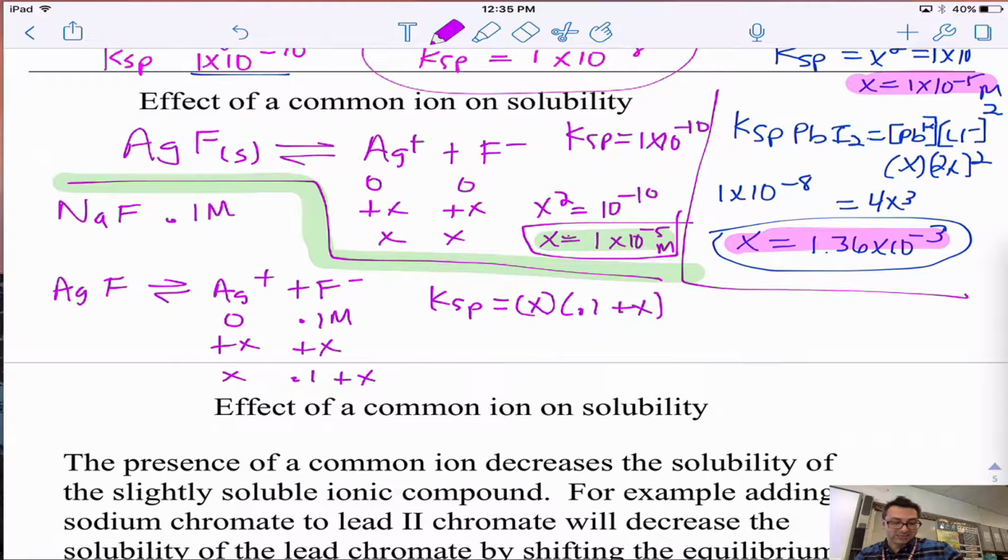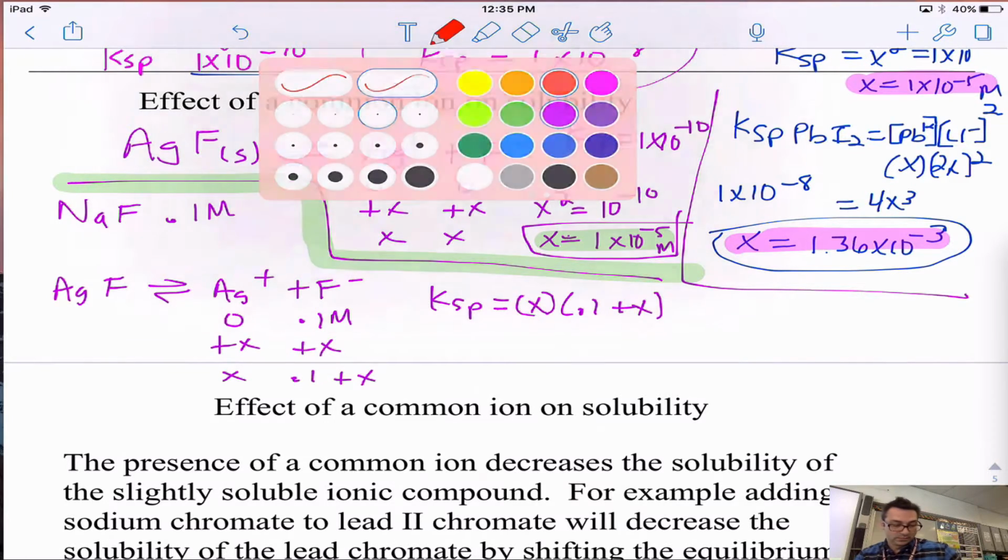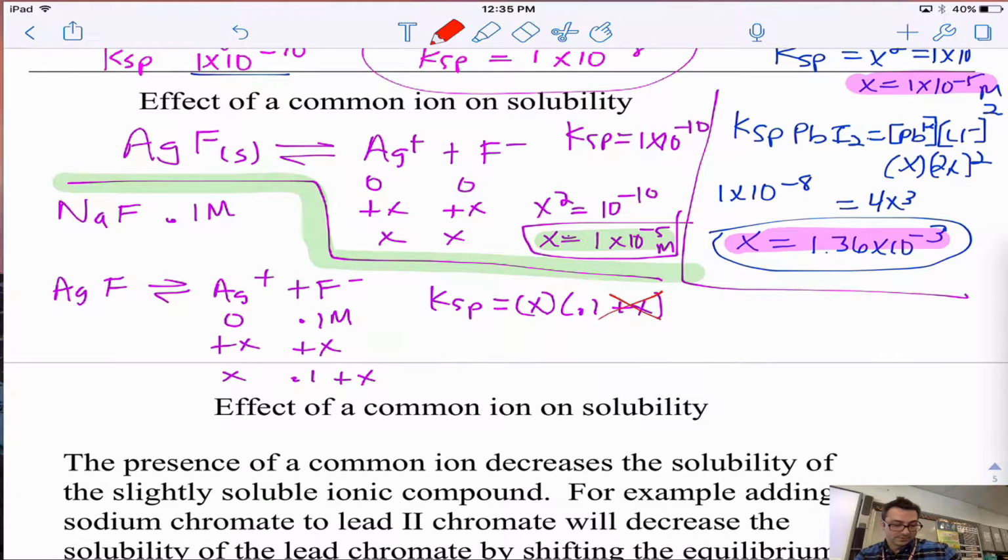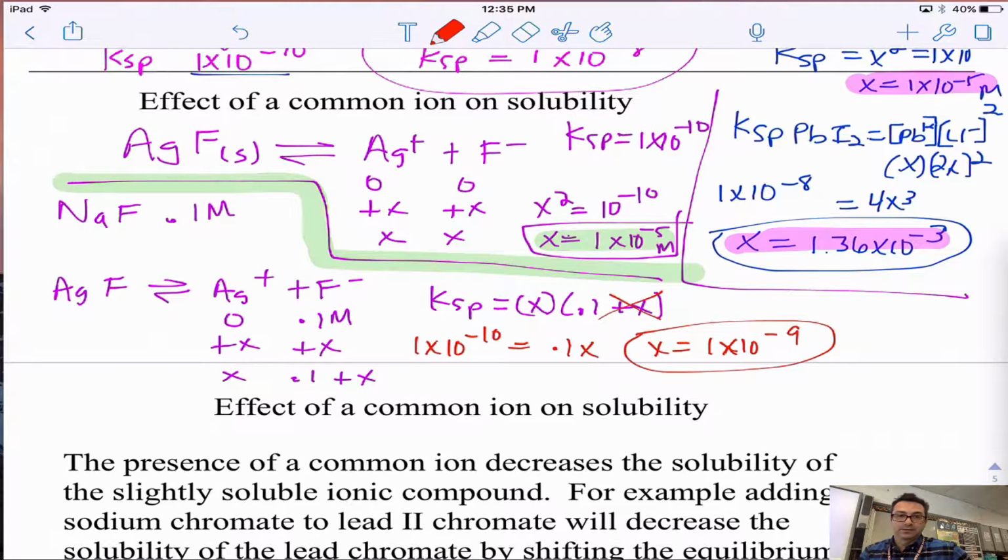Now because the x is going to be a really small number, we can go ahead and neglect that. And we would have our Ksp, which is the same, 1 times 10 to the negative 10th, equals 0.1x. When we solve for x, we get 1 times 10 to the negative 9th. And so my point is this: when we have a common ion, the solubility goes down. It's going to cause there to be a decrease in solubility.